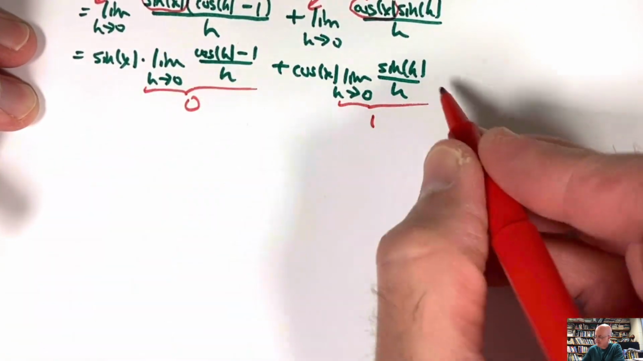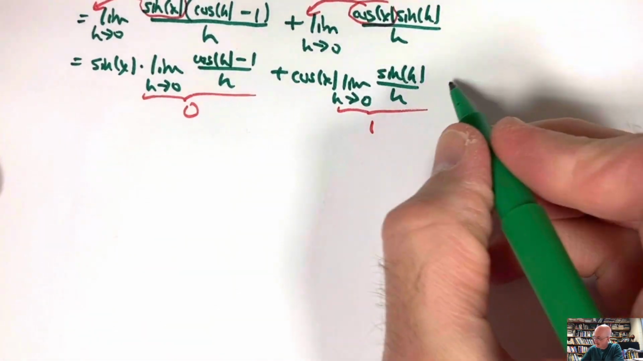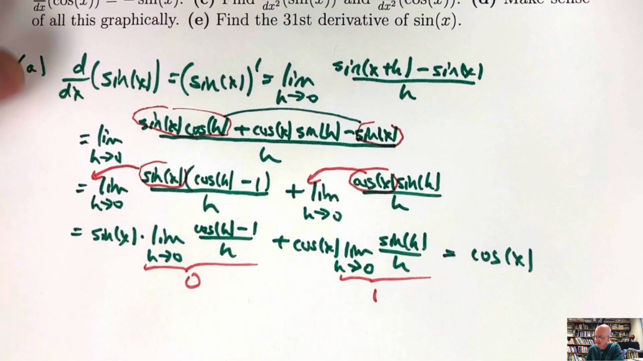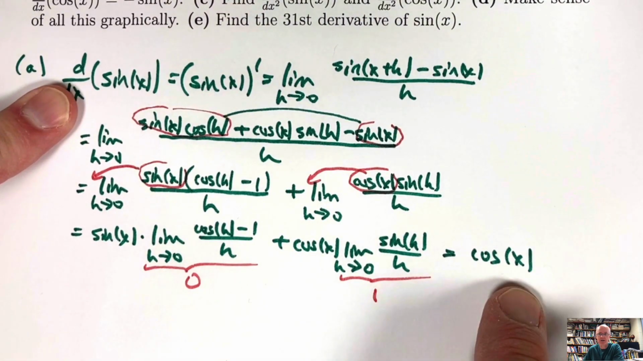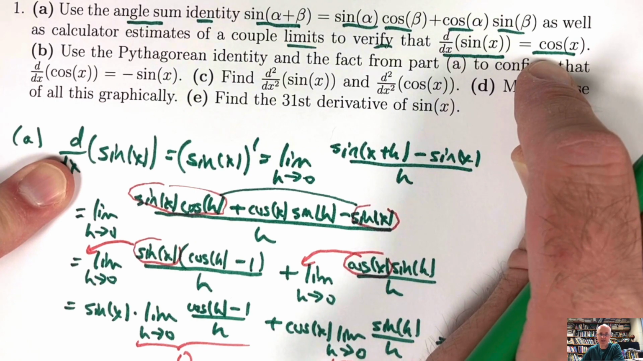And so this thing becomes 0. This becomes cosine of x times 1. And therefore, the answer is cosine of x. We're done. The derivative of sine of x is cosine of x. We have confirmed this, assuming x is in radians.